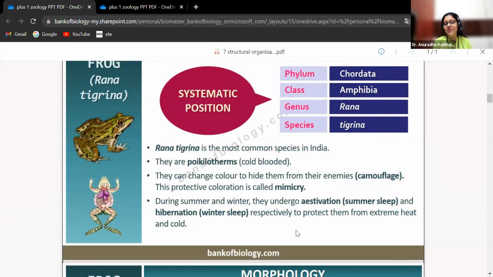Yes, that is also a very good one, Krishna. Yeah, so they are going to be undergoing estivation and hibernation. दोनों नाम याद रखने पड़ेंगे आपको, ठीक है?